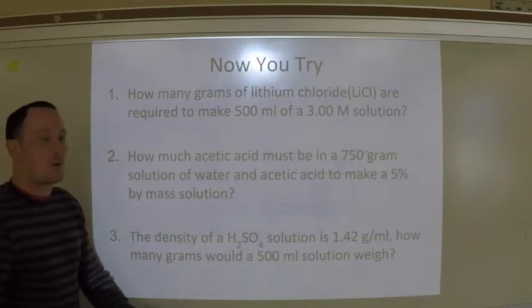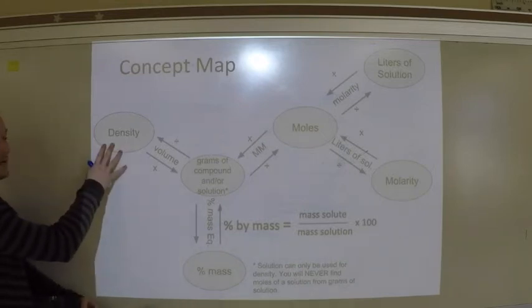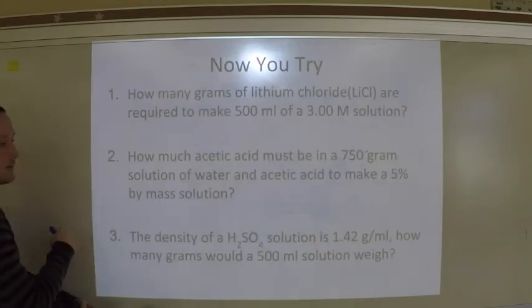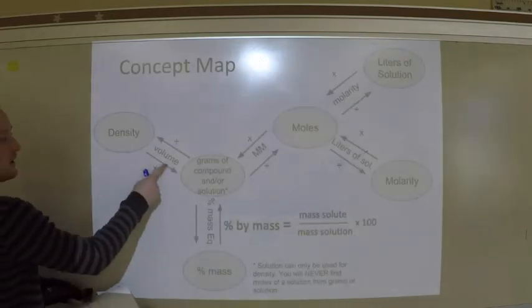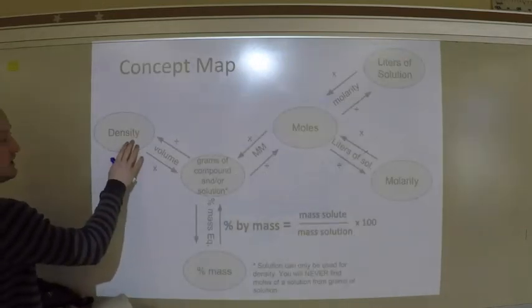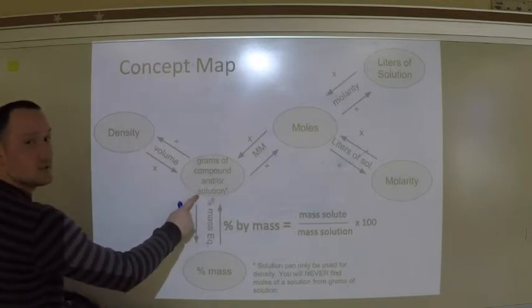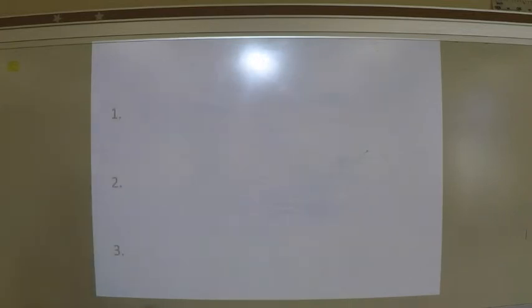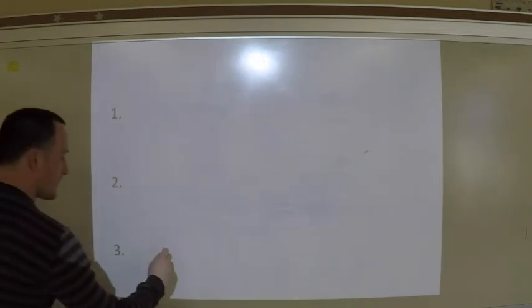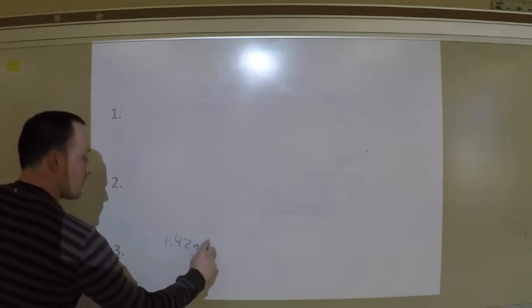Let's go back and look at our mole map. Okay? I was given density and I was given volume. So to change from density and volume to grams of my solution, I can just take density times volume. So my density was 1.42 grams per milliliter.